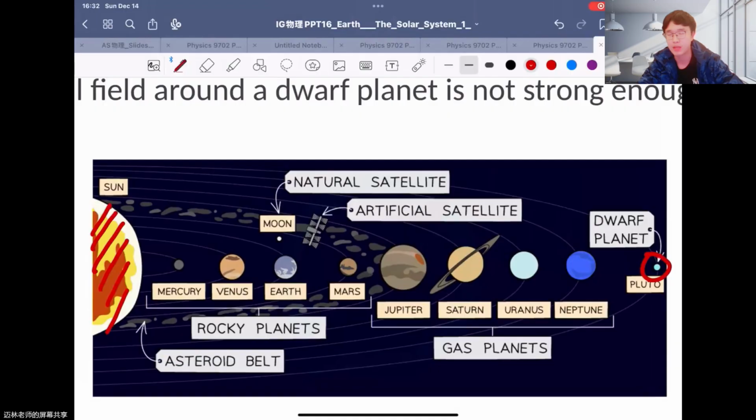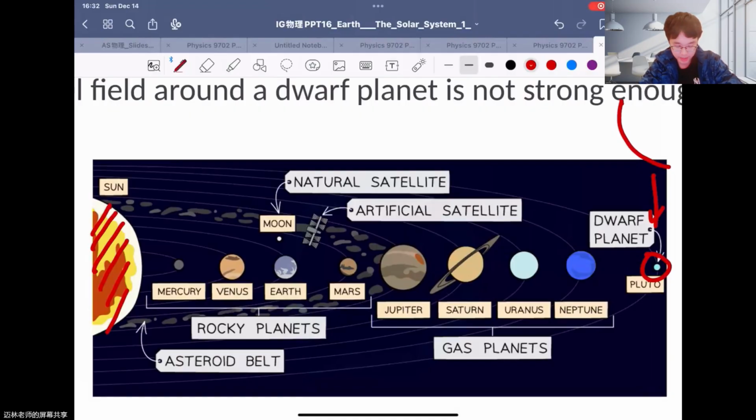dwarf planet. Maybe 20 years ago, Pluto was still a planet, but after that, scientists found there are other systems like the solar system that have an attractive force on Pluto. So Pluto is not only attracted by the Sun; it's attracted by other systems. So we cannot say that Pluto is a planet of the Sun. Based on these reasons, there are only 8 planets in the solar system.